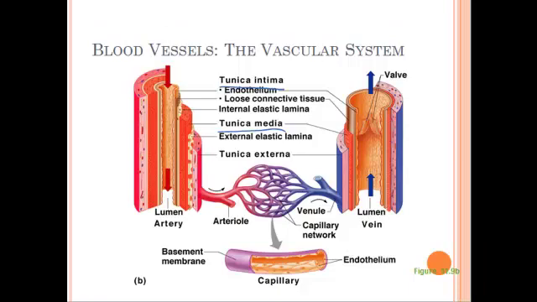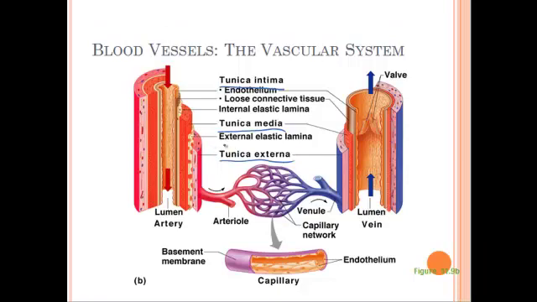And then we have the tunica media, the smooth muscle layer. In the arteries, the smooth muscle layer is very thick. In the veins, it's very thin. And then we have the tunica externa, which is the outer layer of the blood vessels. This is the layer that is mostly made up of connective tissue, and its job is to basically protect and hold those blood vessels in place where they are.